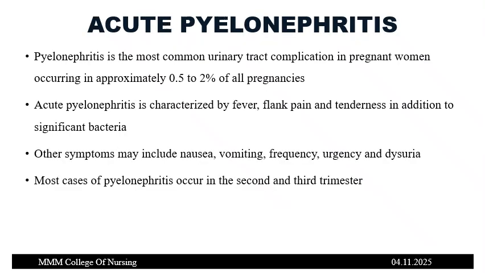Next is acute pyelonephritis. Pyelonephritis is the most common urinary tract complication in pregnant women, occurring in approximately 0.5 to 2% of all pregnancies. Acute pyelonephritis is characterized by fever, flank pain, tenderness, in addition to significant bacteriuria. Other symptoms may include nausea, vomiting, frequency, urgency, dysuria. Most cases of pyelonephritis occur in the second and third trimester.